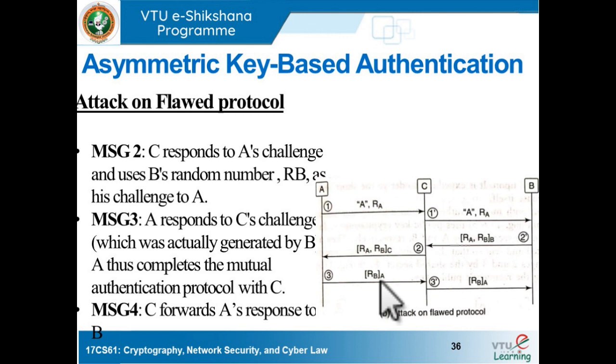Now what does this third message have? It has the nonce received from B, signed with A, and sent to B. Now this message halfway is received by C, and then C will forward or replay this message to B.